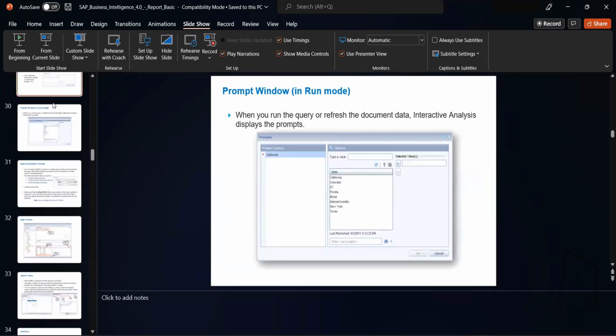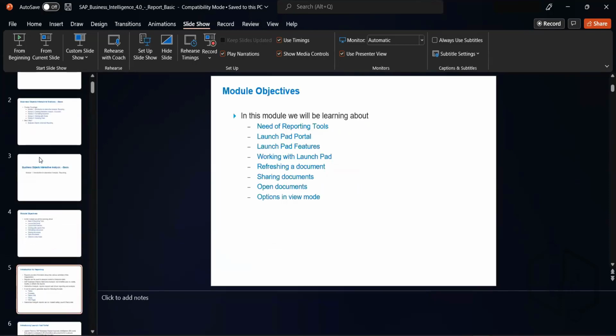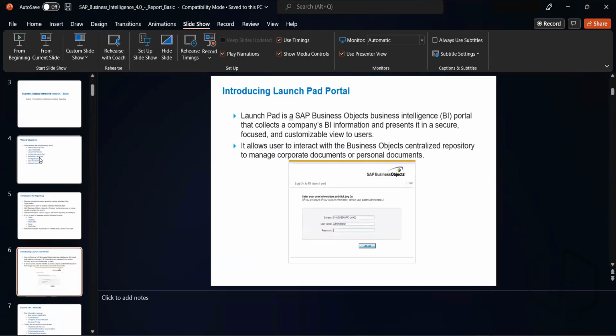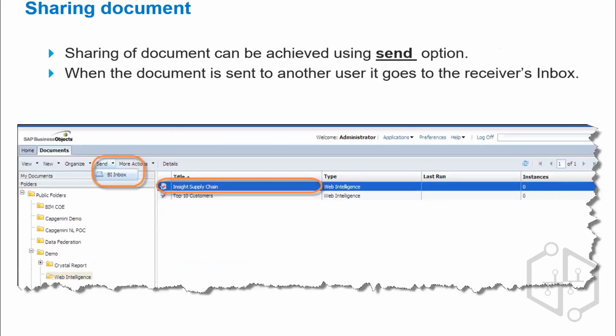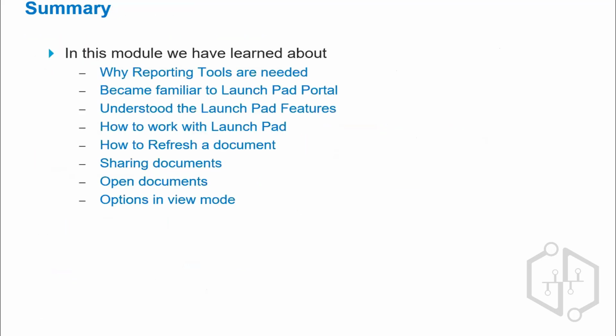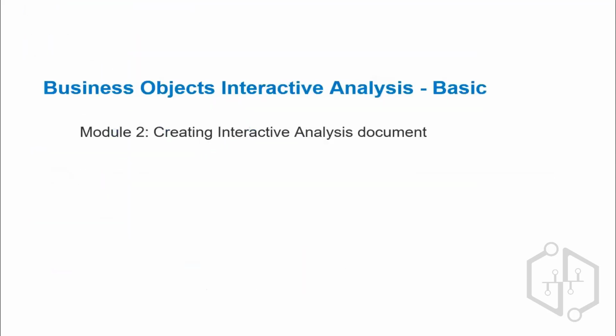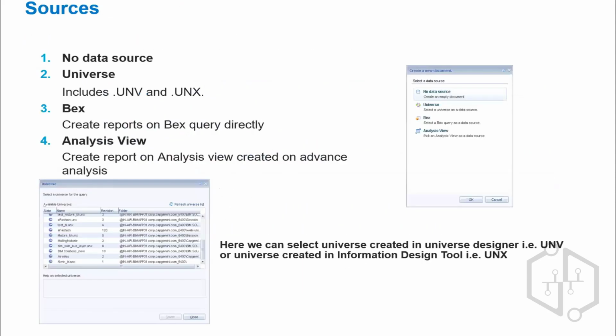How we can apply multiple prompts. Let's come one by one to what we have covered. How we can share the documents. What are the features available in the toolbar, what are all the options available? What are the types of data sources?